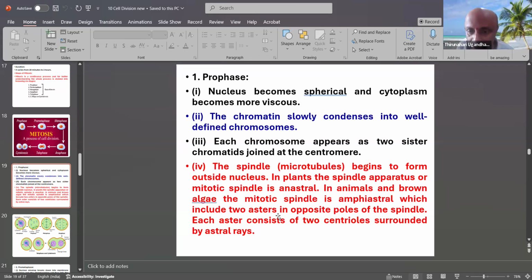The spindle or microtubules begin to form outside the nucleus. In plants, the spindle is anastral. The aster disappears in animals and brown algae. The mitotic spindle is amphiastral, which includes two asters at opposite poles of the spindle. Each aster consists of two centrioles surrounded by astral rays, which is also a major and important part of prophase.